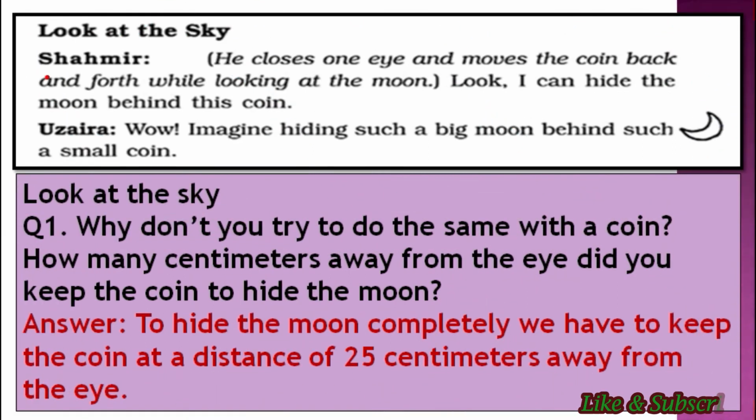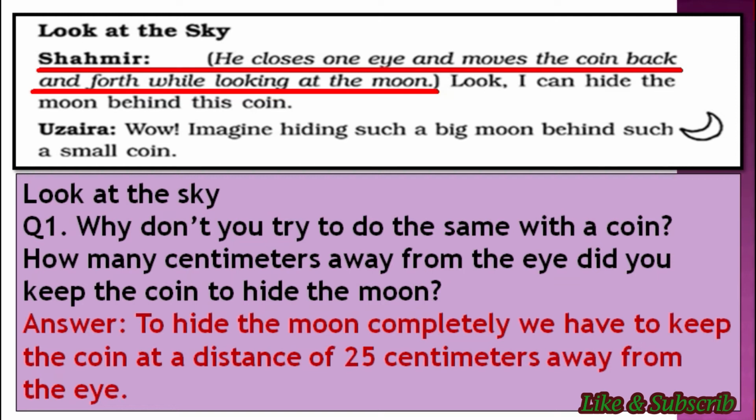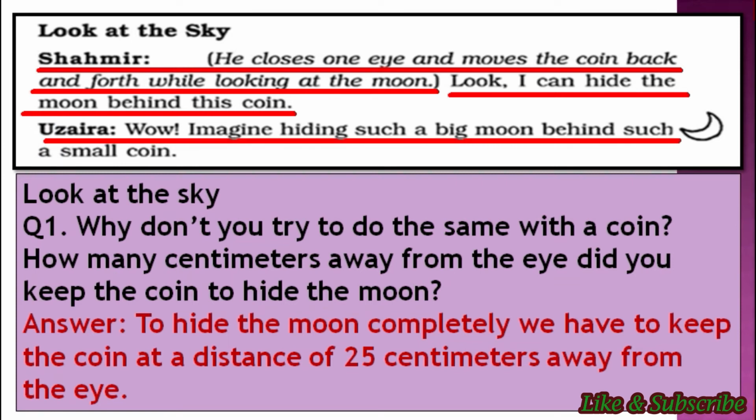Now students, Shahmir took a coin, and he closes one eye and moves the coin back and forth while looking at the moon. Then Shahmir said to Uzaira, "Look, I can hide the moon behind this coin." Then Uzaira replied, "Wow, imagine hiding such a big moon behind such a small coin. Isn't it amazing?"